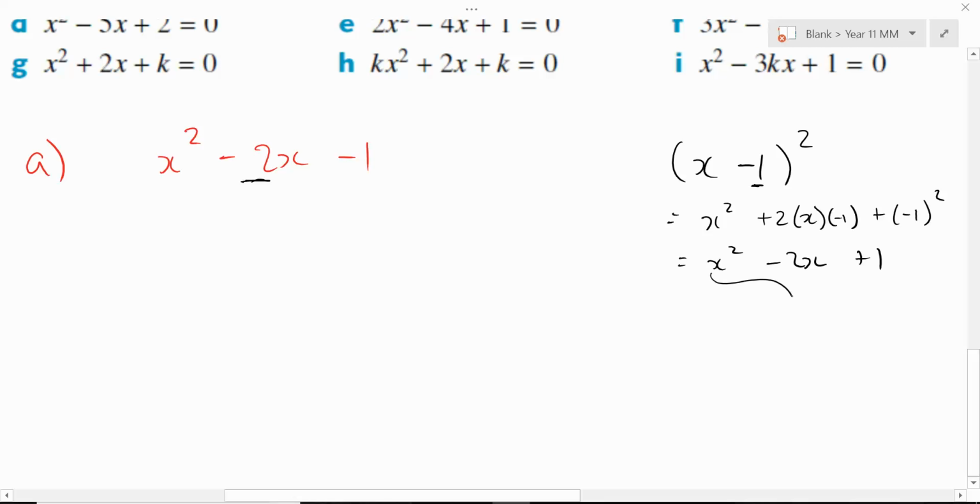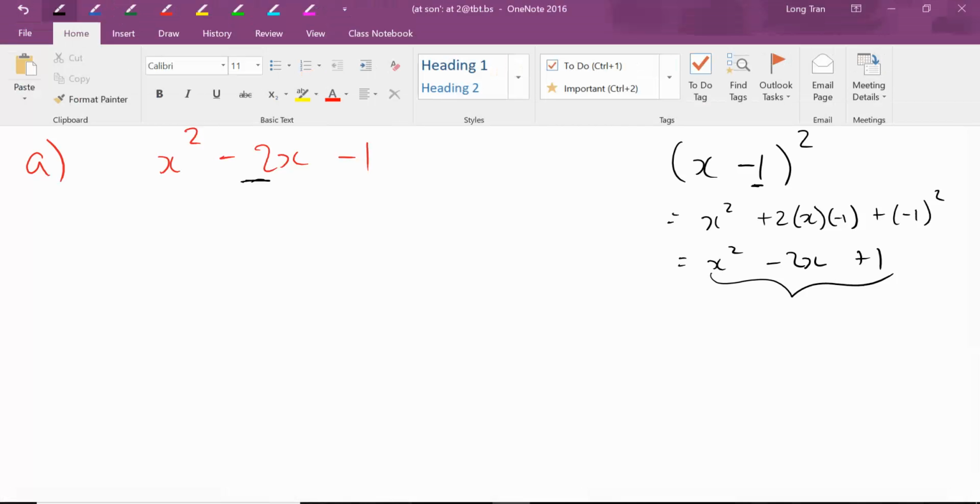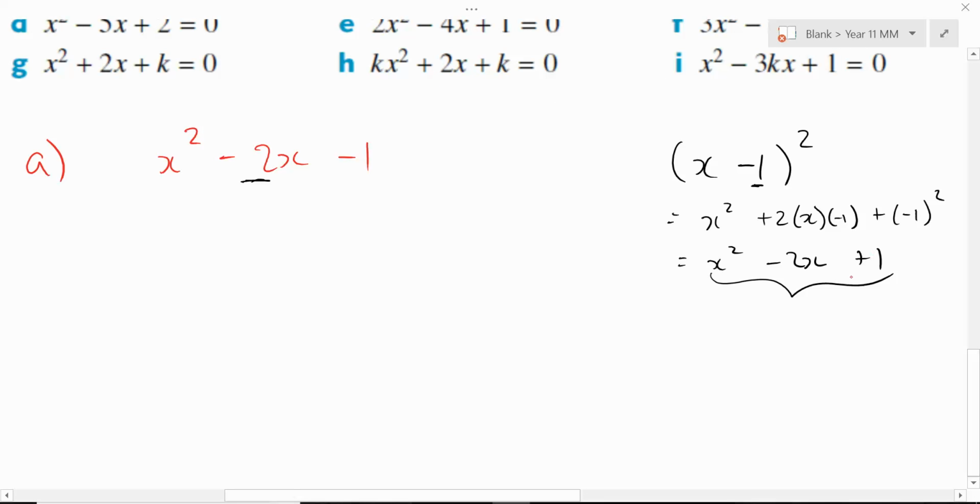See that? This here is my perfect square. Let's have a look. This is x squared, I've got x squared. This is minus 2x, this is minus 2x. But this is a plus 1. I don't have a plus 1, I've got a minus 1. So that's where the issue comes in.